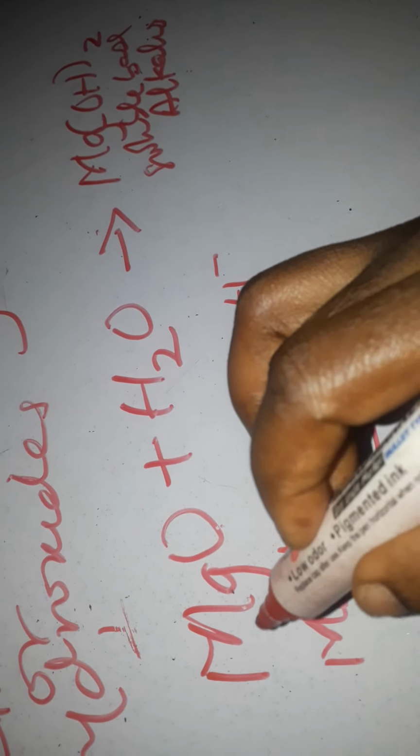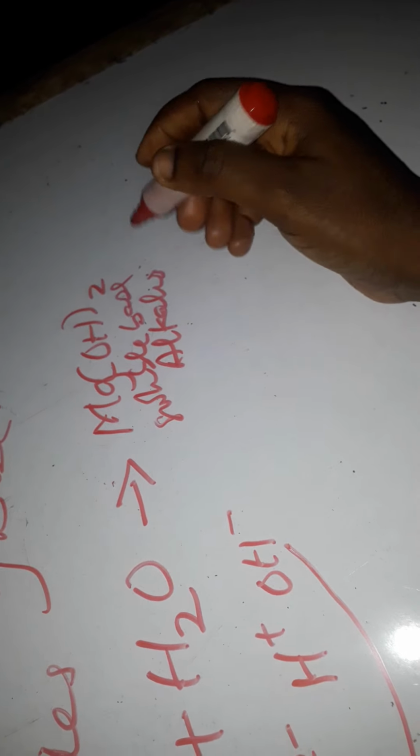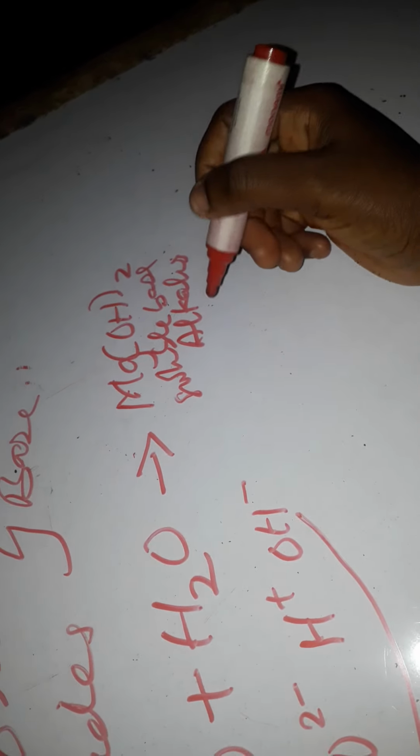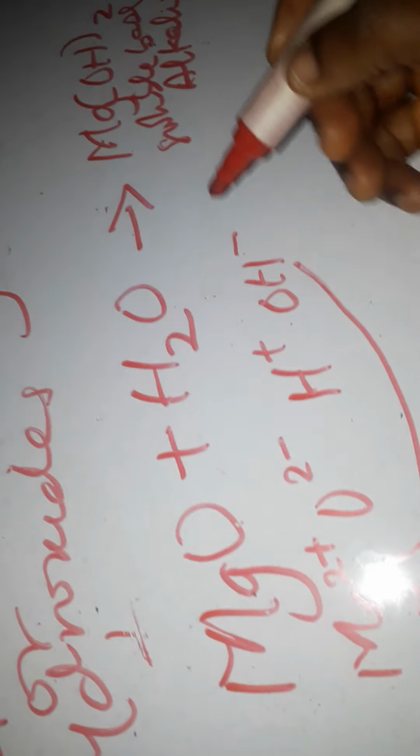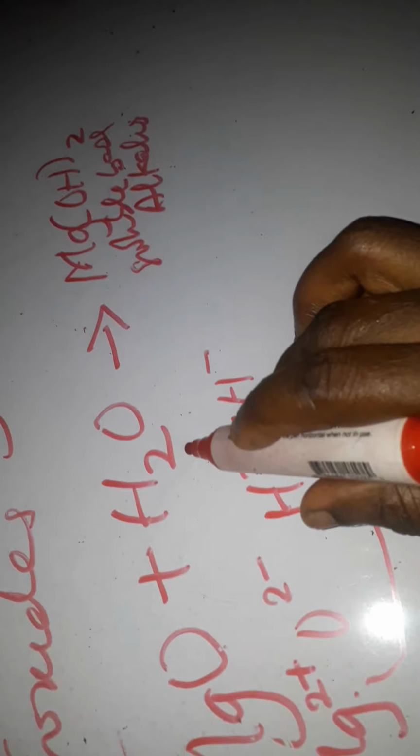Now, when these oxides dissolve in water, they form another type of base called hydroxide, and they are called alkalis. Alkalis are soluble in water. So not all bases are alkalis, but all alkalis are bases, because not all metallic oxides dissolve in water or are soluble in water to give you an alkali.